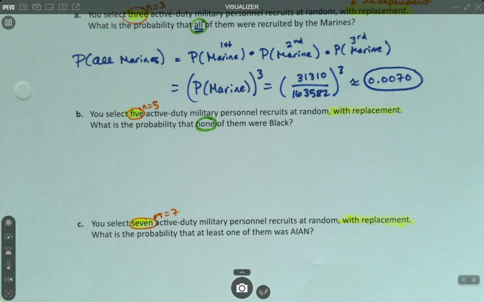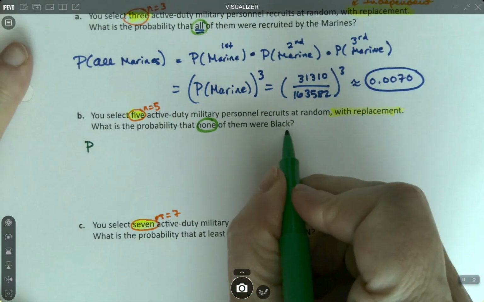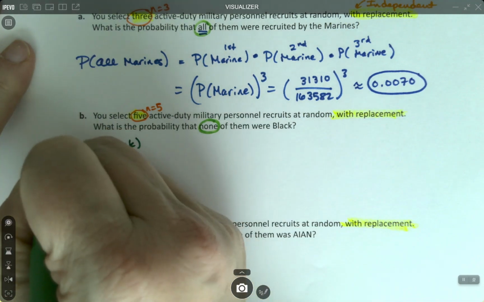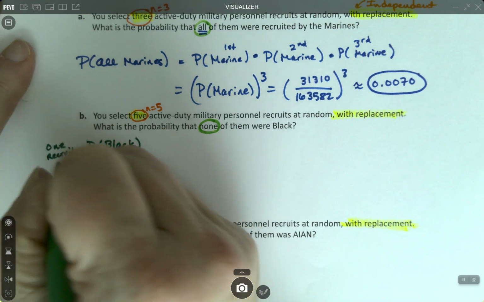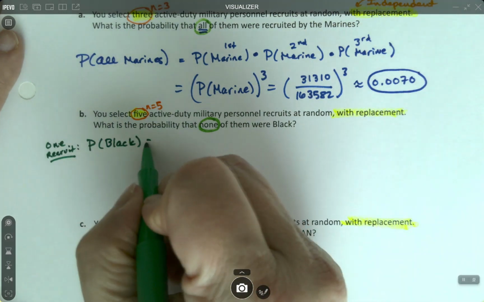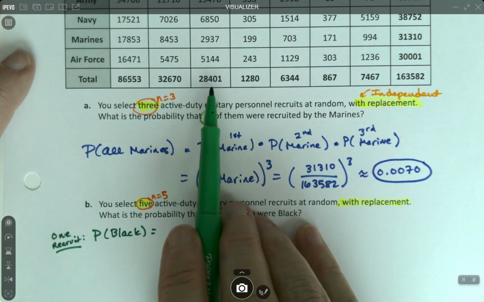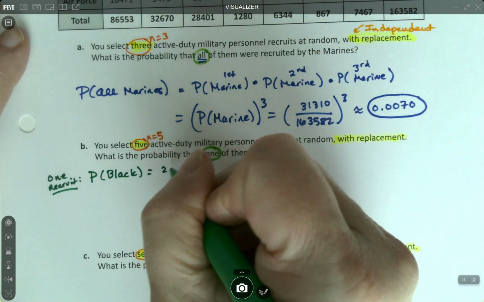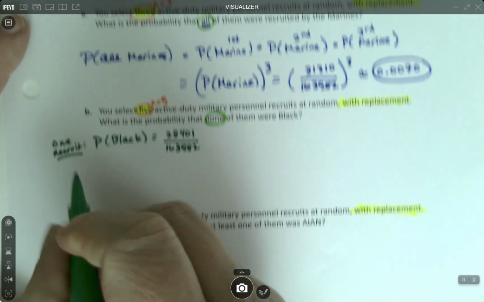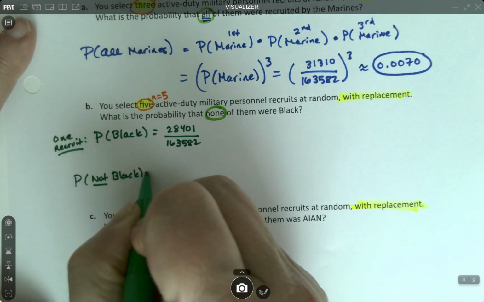Okay, so let's think about this. I need to find the probability of not black. So the probability of black, let's start there, and this is for one recruit. We're going to do this ahead of time. I will say none works very much like the at least one rule. None is a bit tricky. So the probability of black is 28401 divided by 163582. So the probability of not black is 1 minus that.